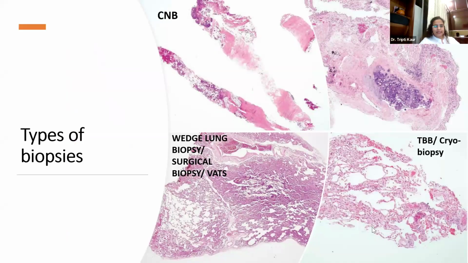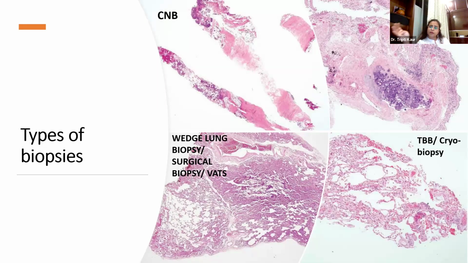Yes. So let's start. First we get these core needle biopsies, which are generally for a peripheral lung nodule. Then we get these endobronchial biopsies, where the pulmonologist would have seen something in the bronchus during the bronchoscopy and sampled it out, like some granularity or some nodules. Third is the wedge lung biopsy or surgical biopsy or VATS guided biopsy, in which you receive massive amounts of lung tissue. It's like an entire lobectomy kind of specimen.